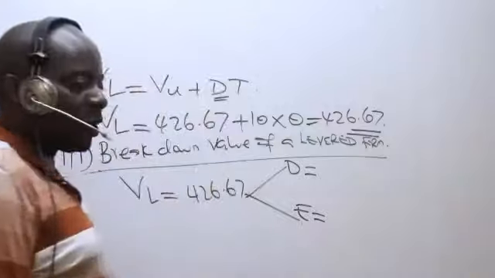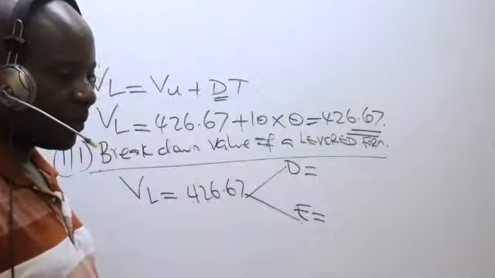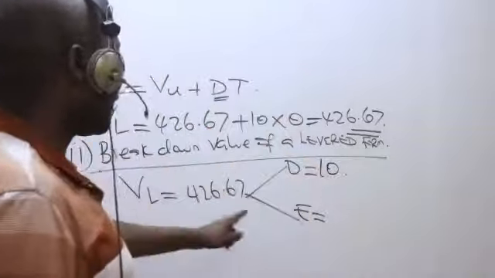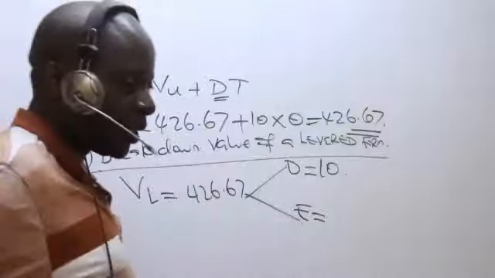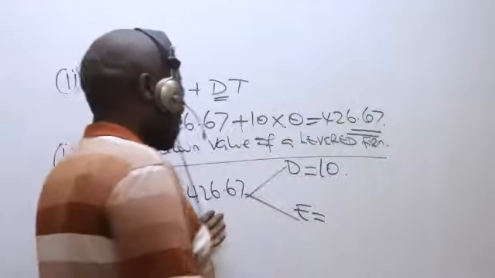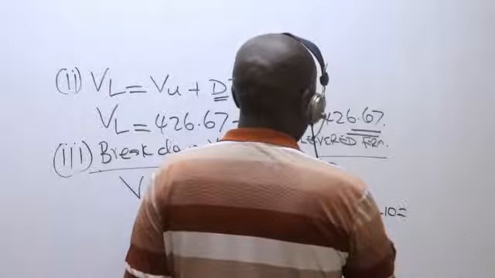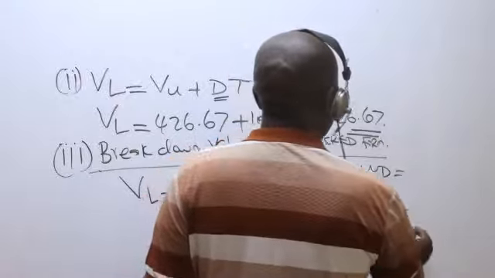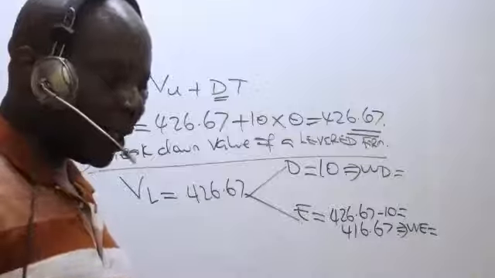What is the amount of debt in this question? Debt is 10, isn't it? And if debt is 10, and this is a total value, then what will be the equity value? 416.67, isn't it? Because the two must add up to 426.67. So equity will be 426.67 minus 10. So please go ahead and give us the weights.